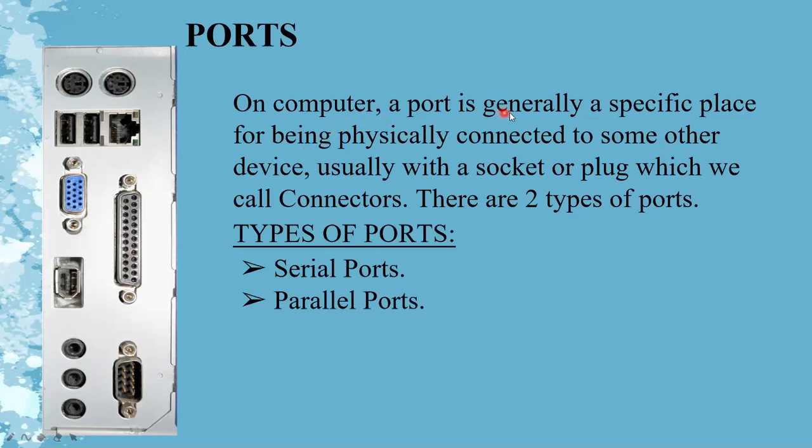On a computer, a port is generally a specific place for being physically connected to some other devices, usually with a socket or plug, which we call connectors. And there are two types of ports, right? Serial ports and parallel ports. I'll show the diagram again in the next slide as well. So ports are the sockets or the interface to connect different devices, right? The serial devices for serial communication and parallel devices for parallel communication.